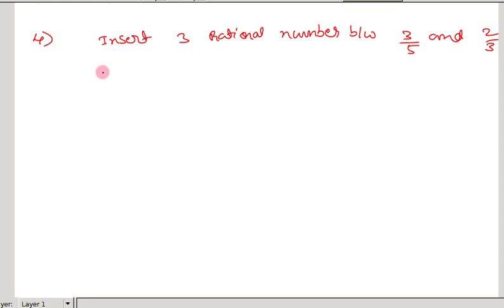Firstly, you need to understand how many rational numbers are to be inserted. Three rational numbers, that means we need to write three rational numbers between 3 by 5 and 2 by 3. How are we going to write those three rational numbers between these two numbers? In this method, firstly we need to make them like fractions.